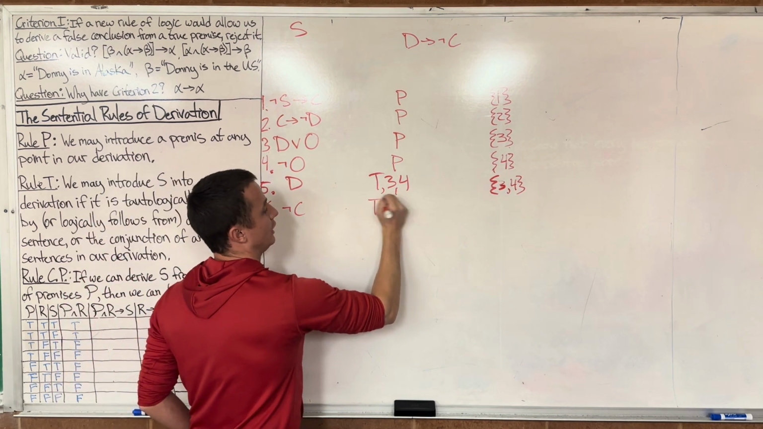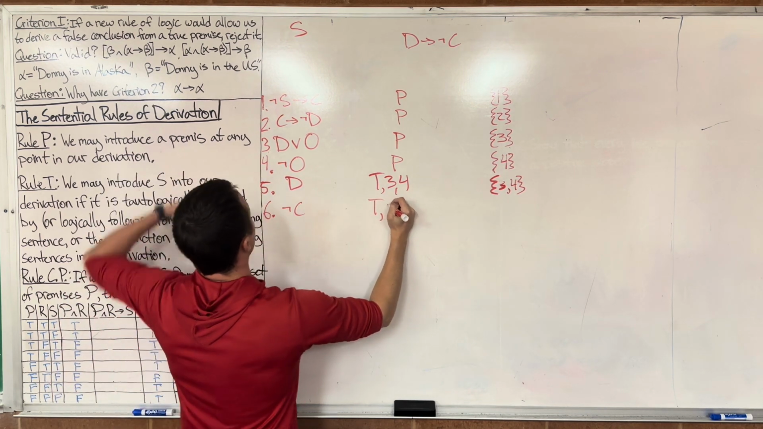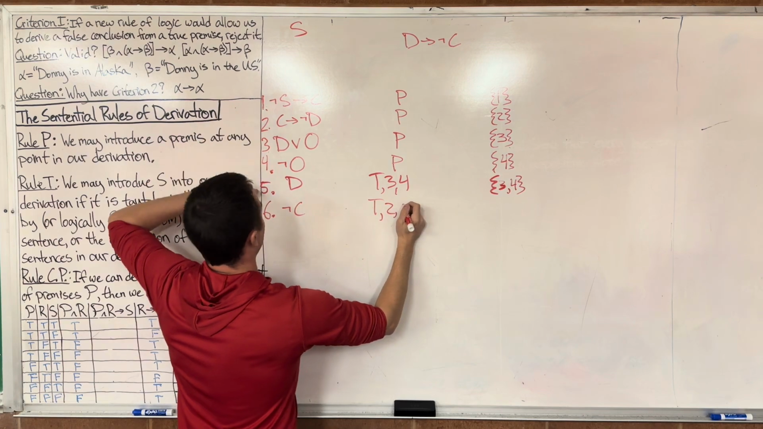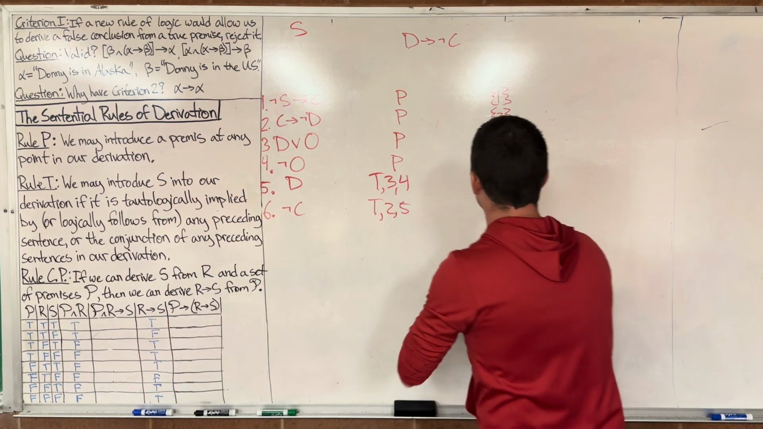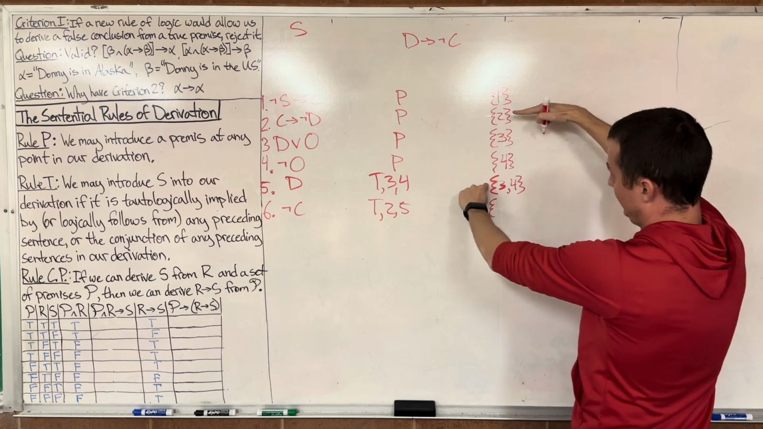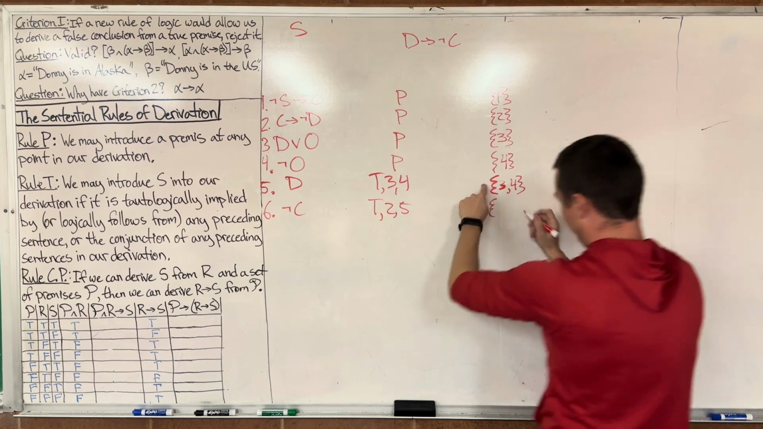And this was tautologically implied by lines 2 and 5. And so now we are dependent upon whatever lines 2 and 5 were dependent upon, which is premises 2, 3, and 4.